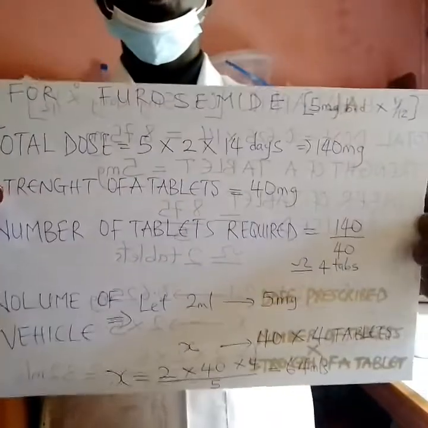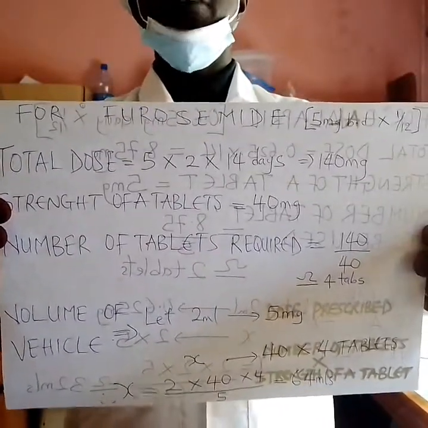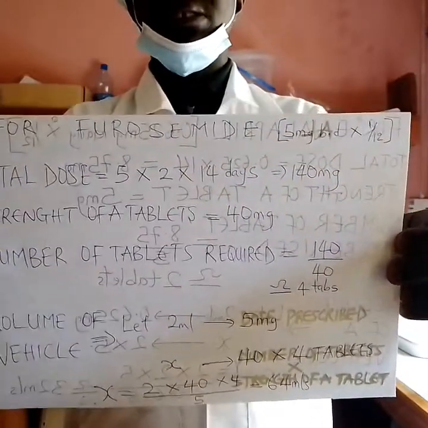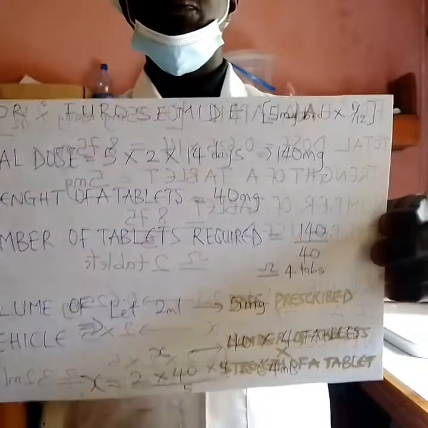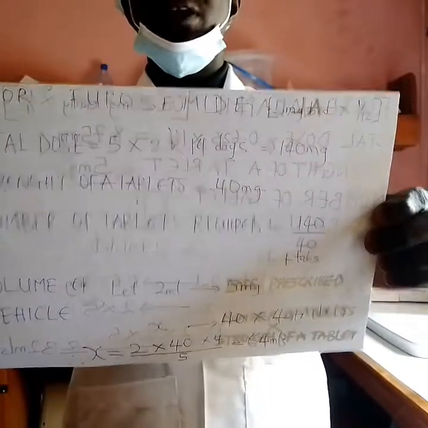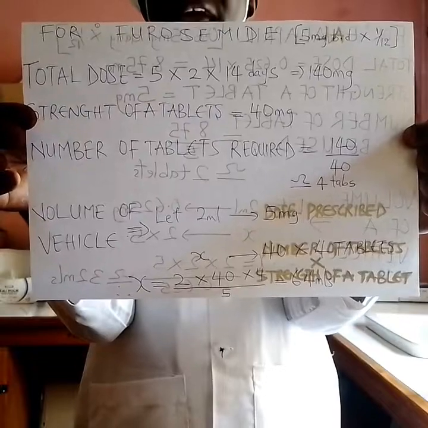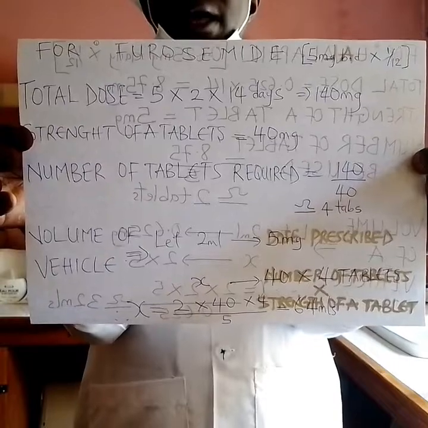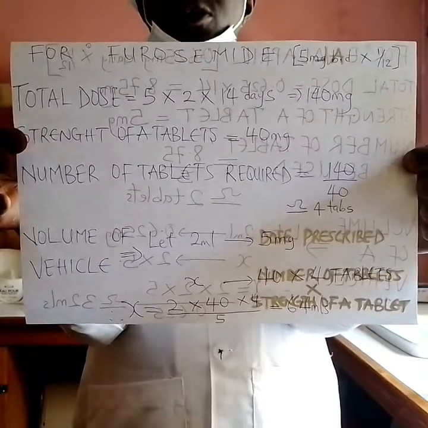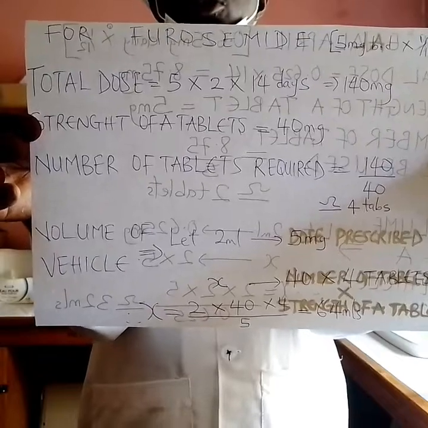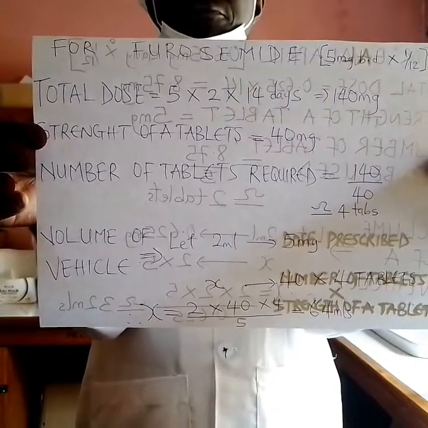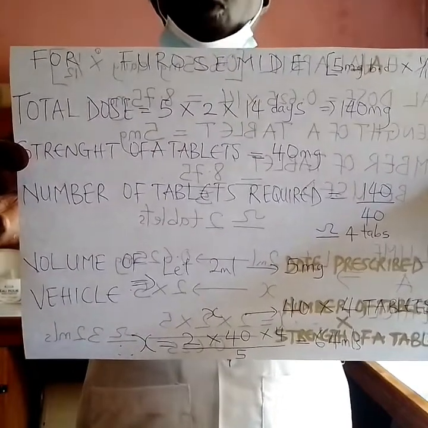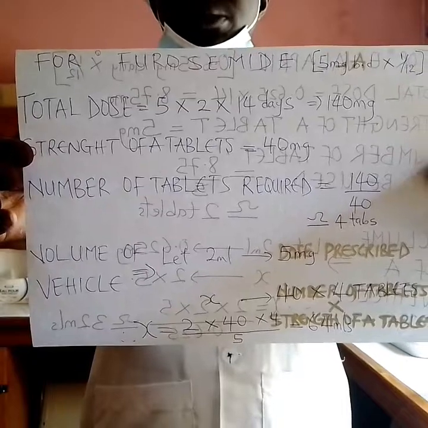We now say let 2 mils equal 5 milligram. Then 4 tablets expected to be used times 40 milligram, which is the strength of the furosemide. The strength of it is 40. So when you multiply, you will now get the exact volume of the vehicle. That is 64 mils.